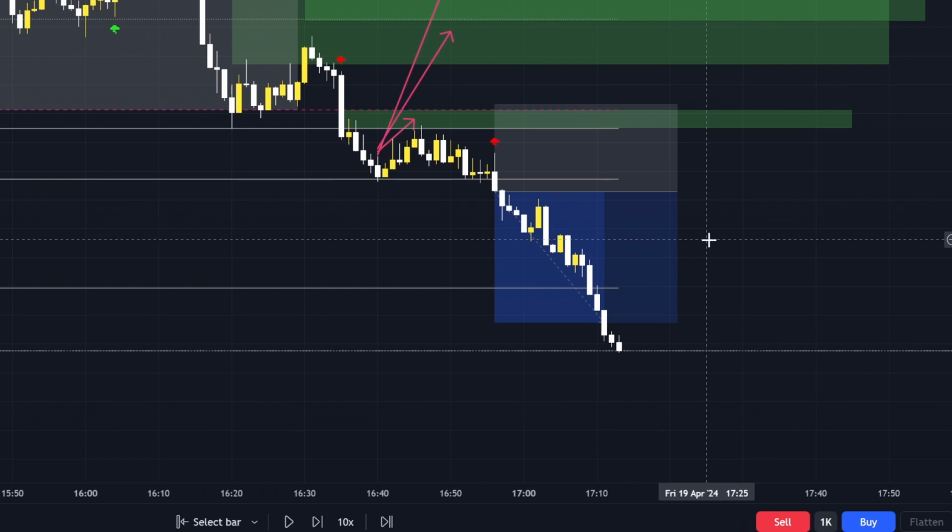You can do that for every single session. So if you're one of those traders that has restrictions on when and where you can trade, this is the strategy for you.